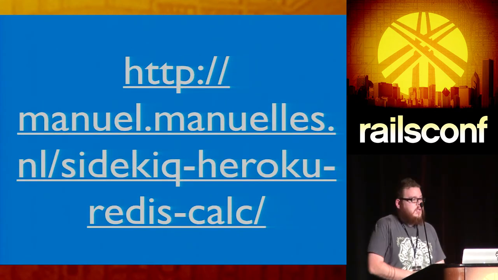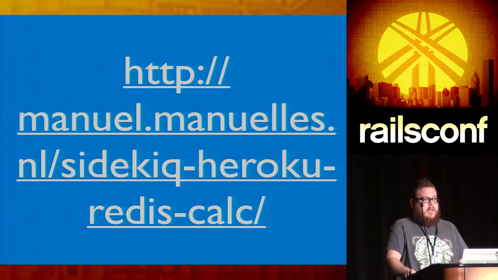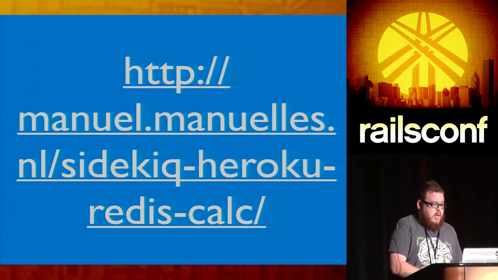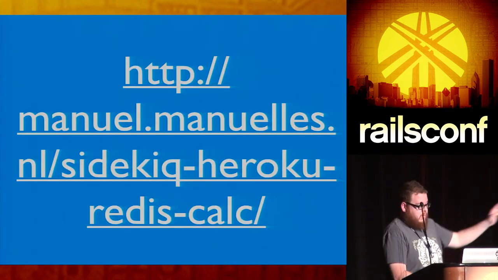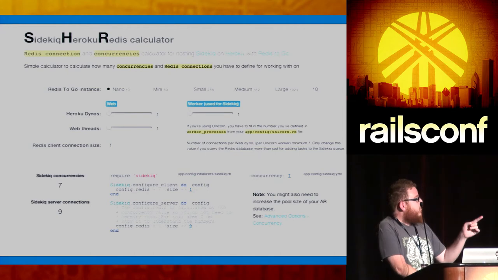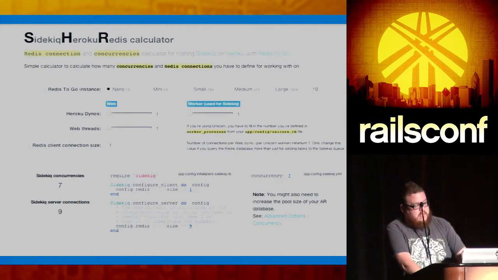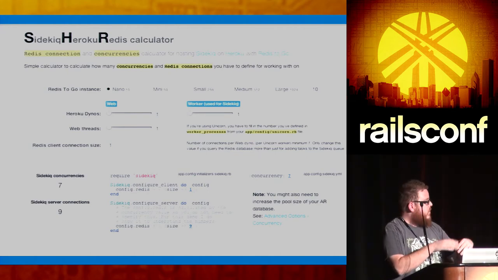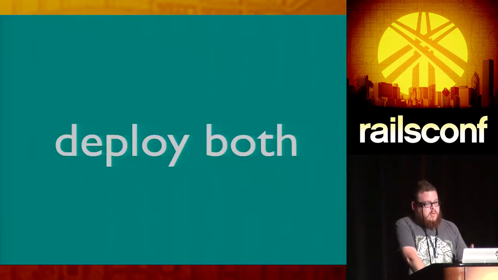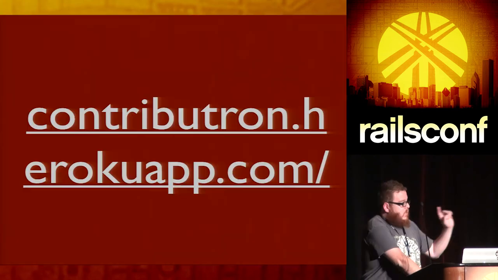And then there came another issue: in Heroku you only have limited database connections, so it's kind of hard. So we have this tool, remember that URL. You go here, you set how many workers and how many dynos you have, and it makes some calculations, and you can set up that configuration in your application. Then you deploy both.